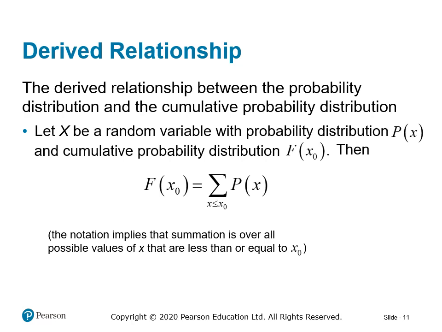Okay, derived relationships. The derived relationship between the probability distribution and the cumulative probability distribution. Here I'm going to let x be a random variable with probability distribution function p of x and cumulative probability distribution function F of x0. Then F of x0 is going to be the summation of all the probabilities of x that are less than or equal to x0. So basically I sum up all the probabilities up to x0, and that'll give me the cumulative probability distribution function up to x0.